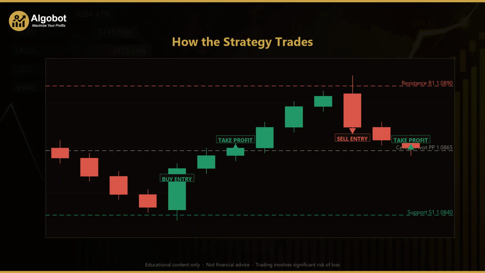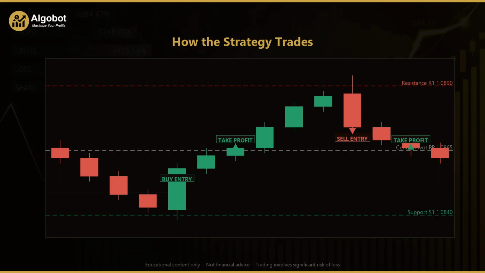The candles roll over and head lower, each one stepping down from resistance. Price retraces the ground it gained, moving back through the upper half of the range until it returns to the central pivot line. As it reaches PP, the second take profit marker prints. That completes the short trade, a reversal from resistance, again banked at the center.